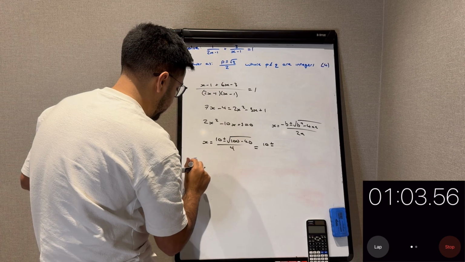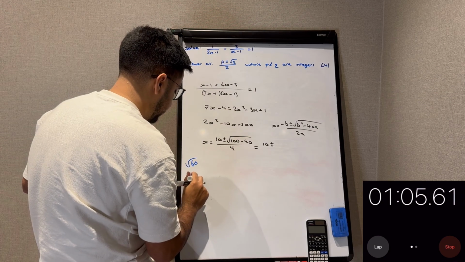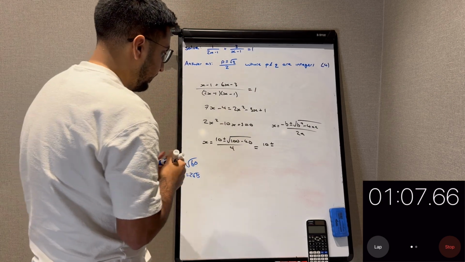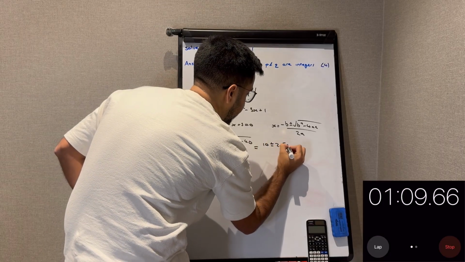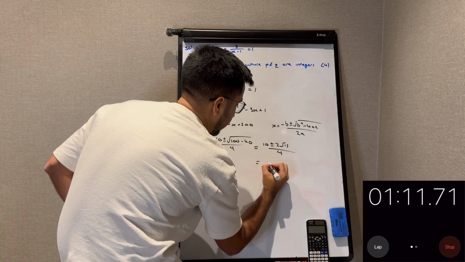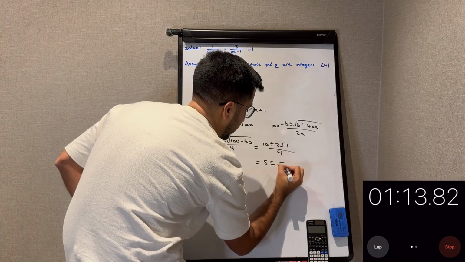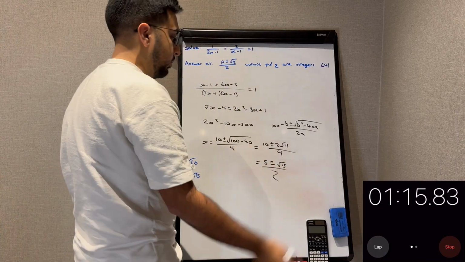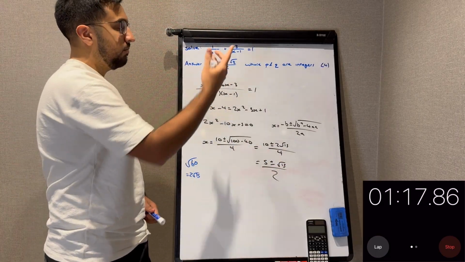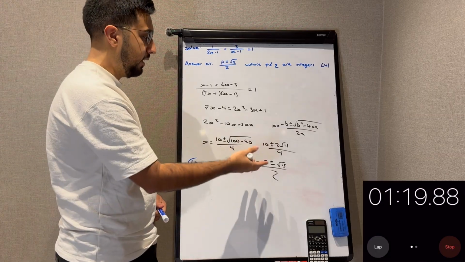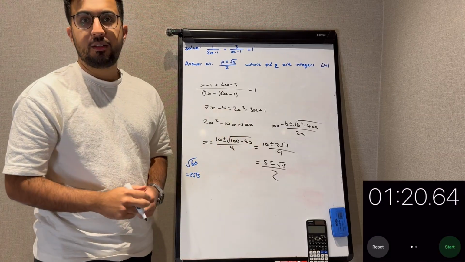we know this is going to be the square root of 60, which is 15, over 4, and divide by 2, 5 plus or minus square root of 15 over 2. You can leave your answer like this, though if you really want to, you can say p is equal to 5 and q is equal to 15. But that's it.